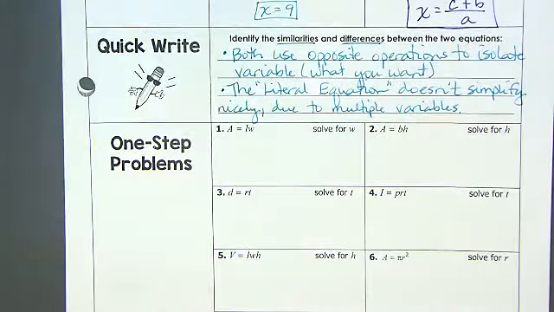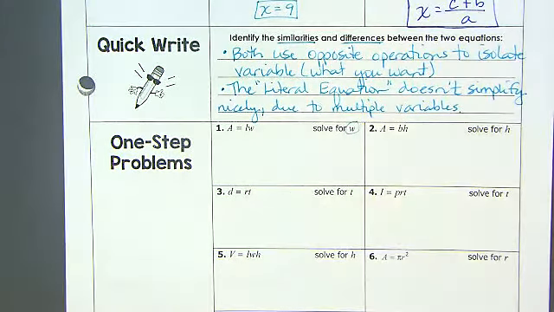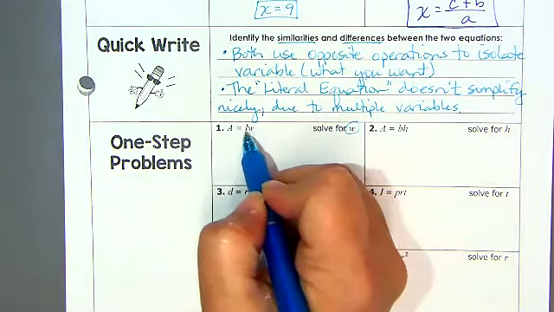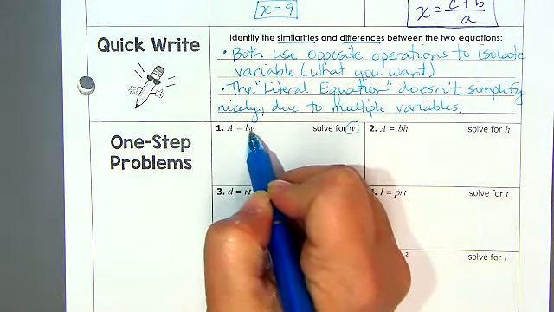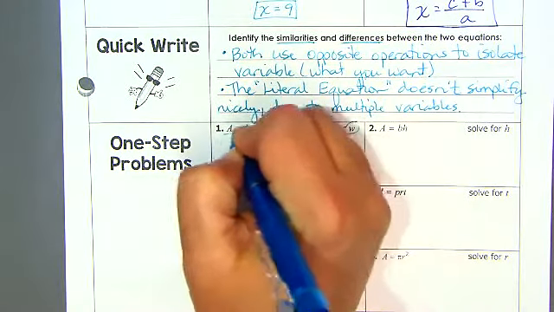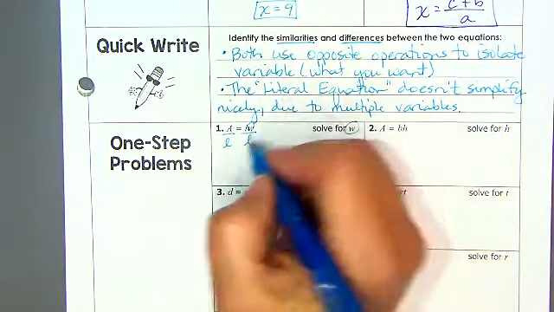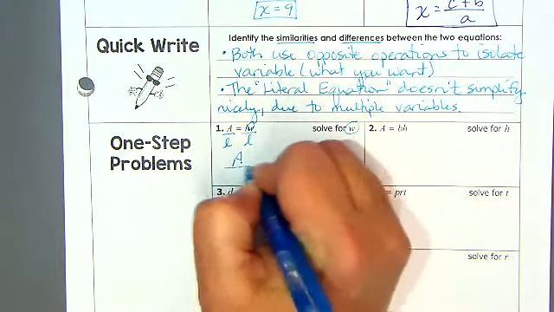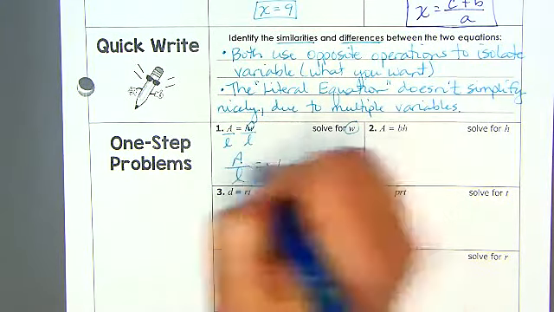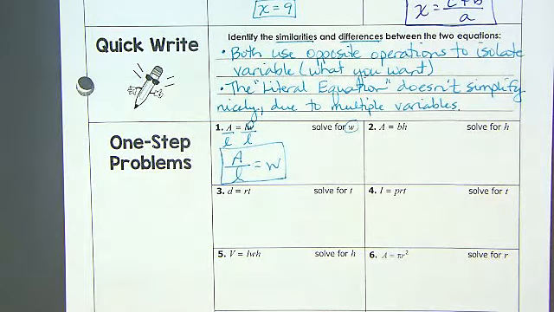All right, now we're going to just work through some examples because there's lots of different ways to do this. All right, number 1. Remember, we're solving for W. It tells me what I'm solving for. I ask myself, what's happening to the W? It is being multiplied by the L, so I'm going to divide by L on both sides to get that W by itself. So I'm now going to say that A over L equals W. That is my answer. With this, there's not a way to check. That's the kicker with these.